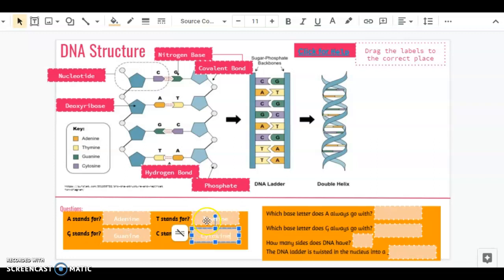You may have noticed every time we have an A on one side, it is paired with a T on the other. You see that again down here. You see that pattern repeating in the DNA ladder. The base letter A always goes with T. Adenine always pairs with thymine. What about G? What does it always pair with? G always pairs with the base C. And C stands for cytosine.